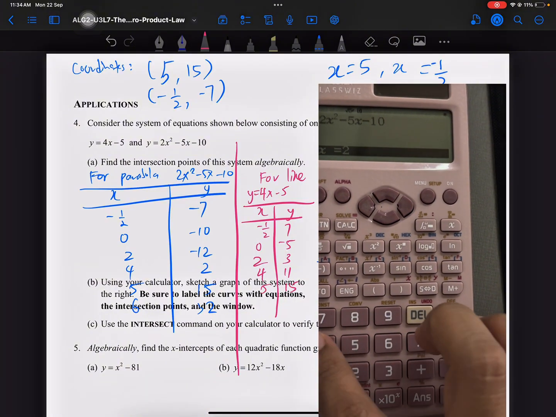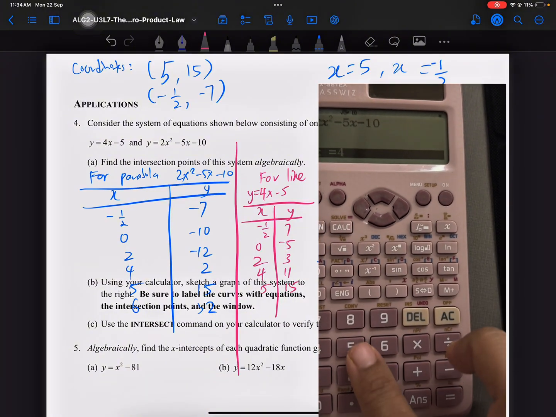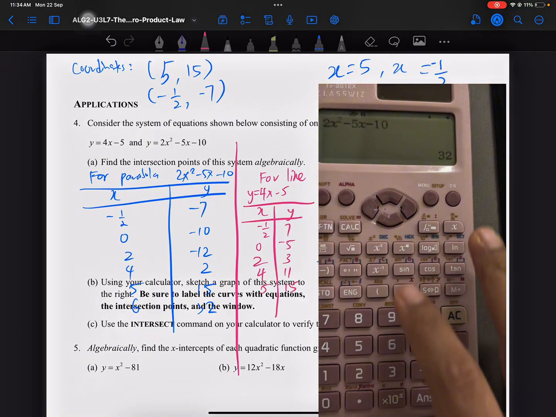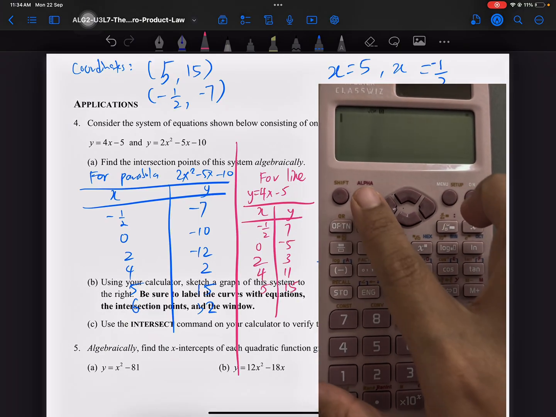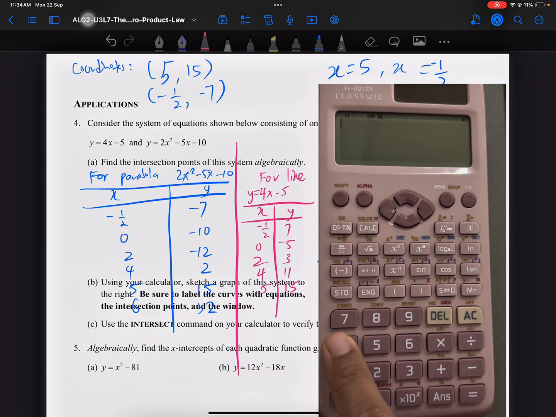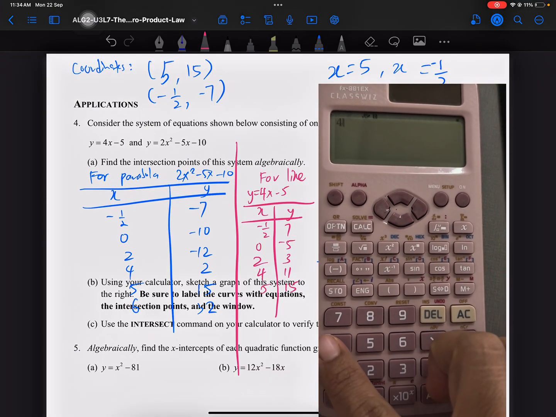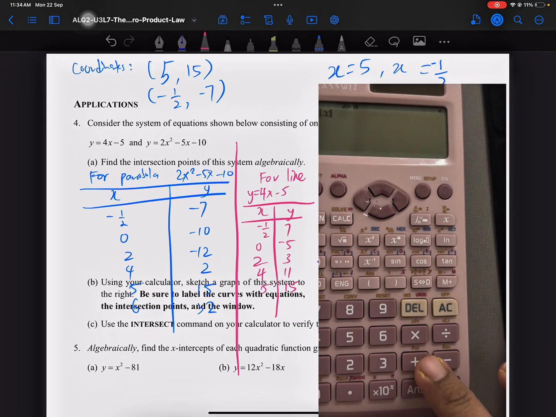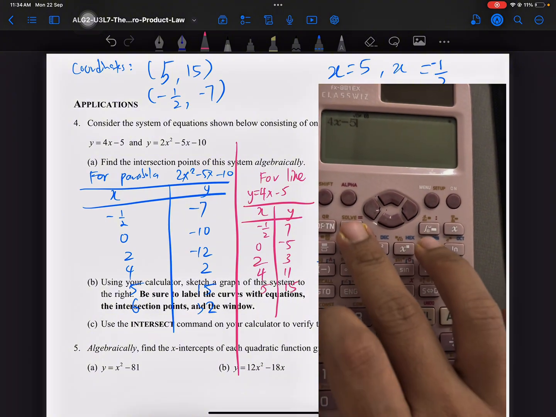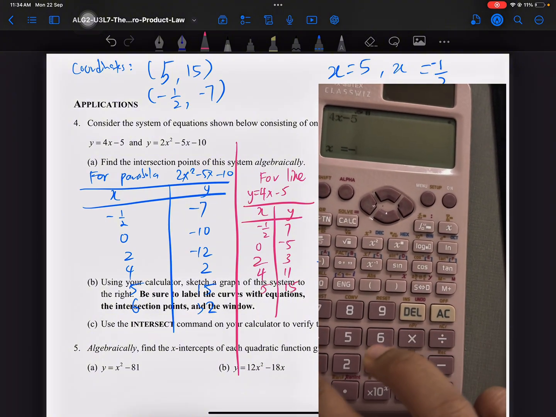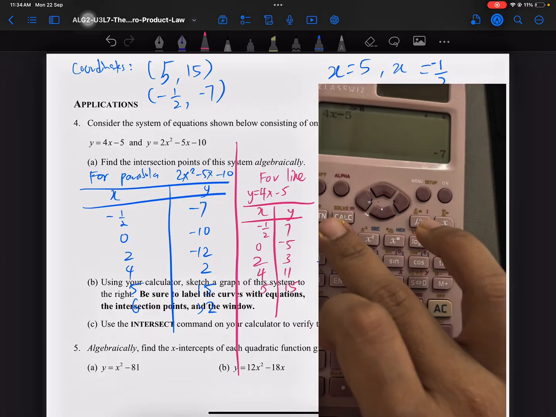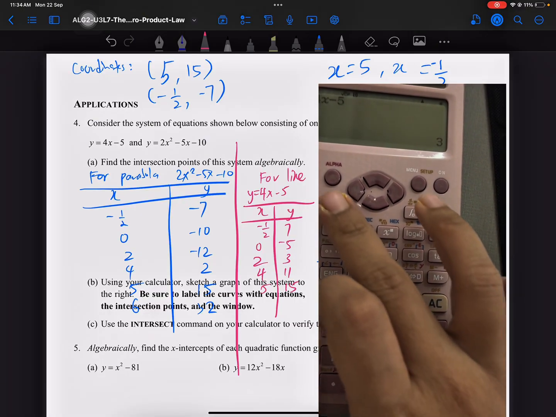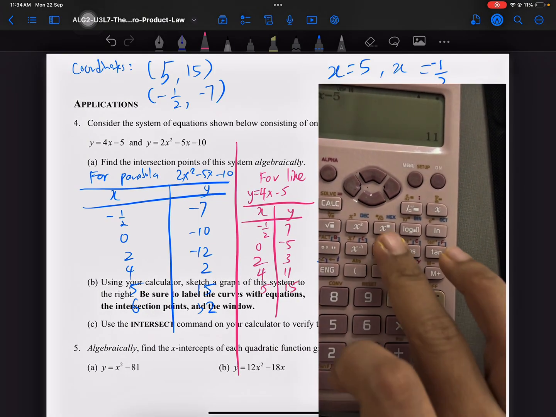Alpha x squared minus 5 alpha x minus 10. Then I press CALC and put in all the values of x. First, I put negative half, and I get negative 7. Next, I press CALC again: 0, negative 10; 2, negative 12; 4, 2; 5, 15; 6, 32. So the same with the line.